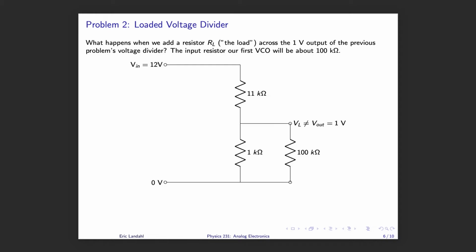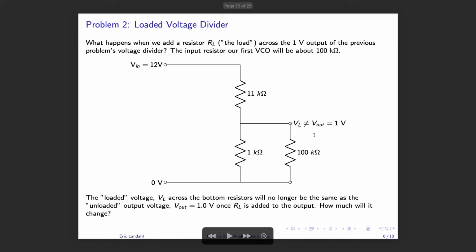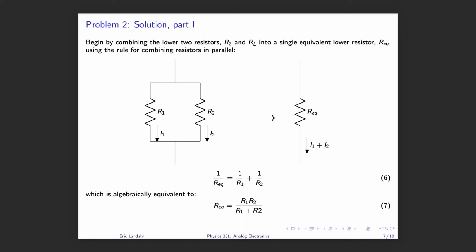This is, again, a realistic problem because we want to make, say, 0 to 1 volts to tune our VCO. And the input resistor on our very first VCO is going to be about 100,000 ohms or 100 kilo ohms. So I've drawn that in here as a 100 kilo ohm resistor, again, our load. Loading that circuit, or putting a resistor on, always has the effect of changing the output voltage. So to figure this out, we have to think about those two bottom resistors.